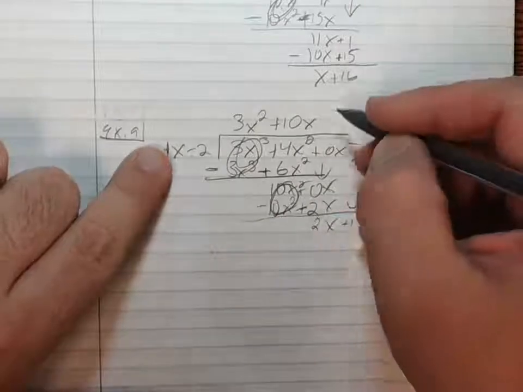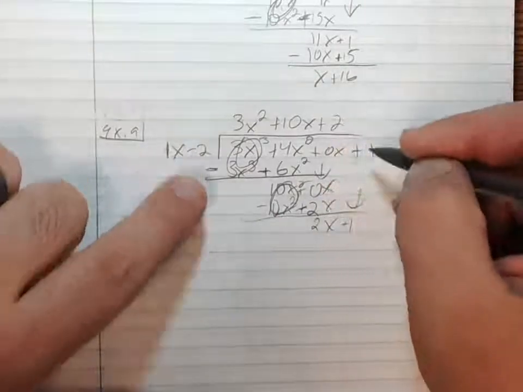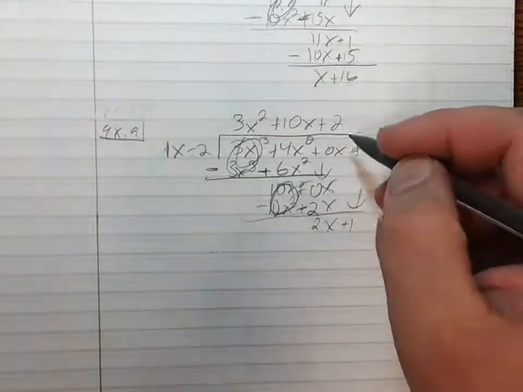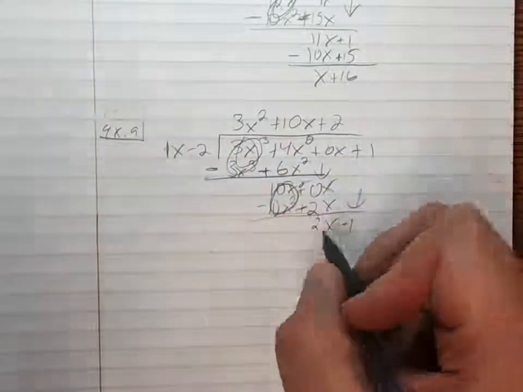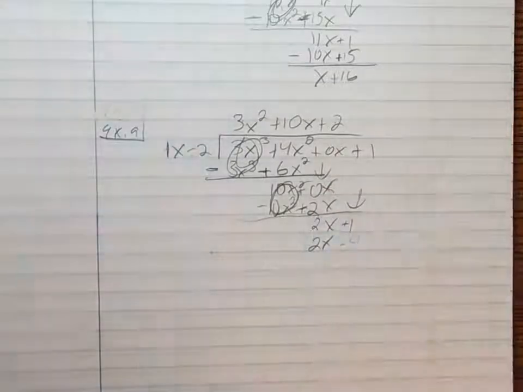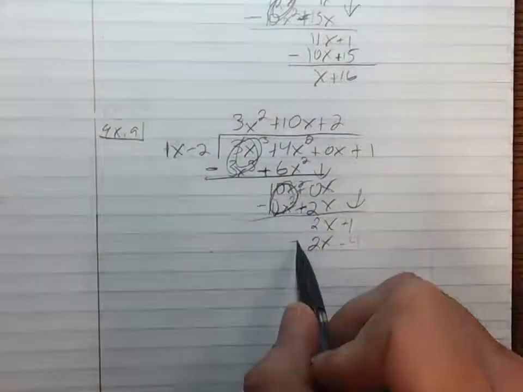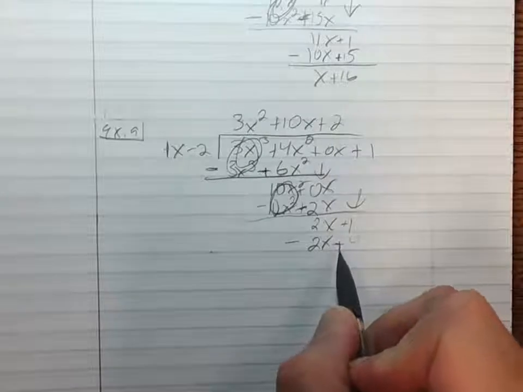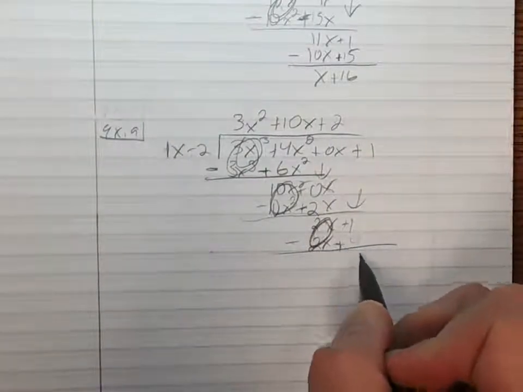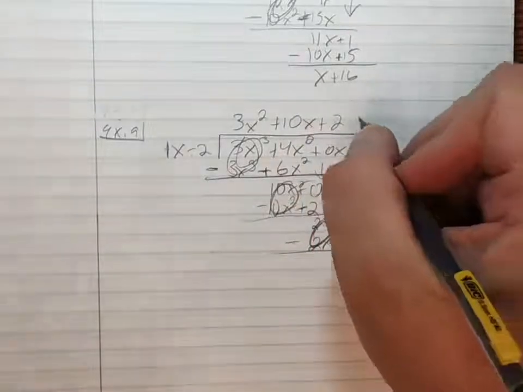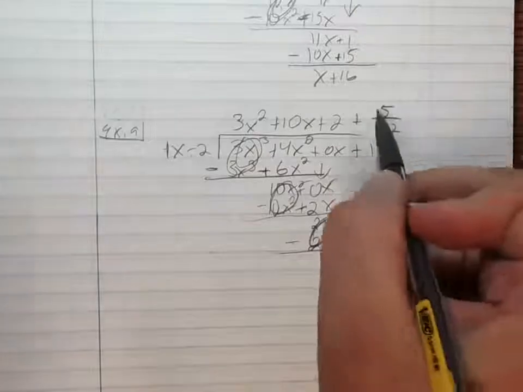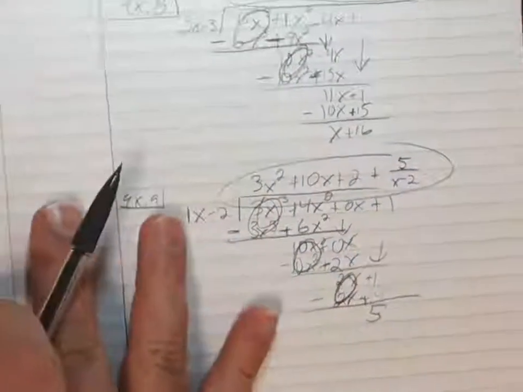20 divided by 1 is positive 20. X divided by x is 1. So there we've got our number. Let's multiply. 20 times 1x is 20x. 20 times negative 2 is negative 40. Subtract. 2 negatives make positive. 20x minus 20x is 0, and 1 plus 40 is 41. That's my remainder, so we will go plus 41 over x minus 2. And oh my goodness gracious, we are done.